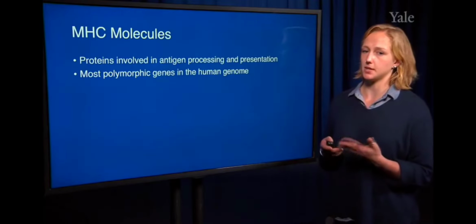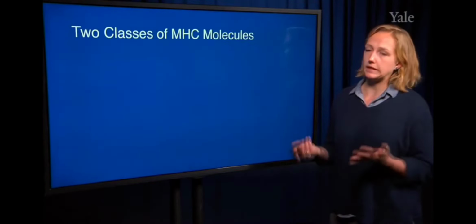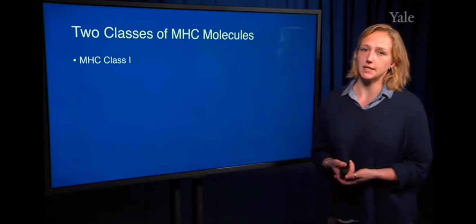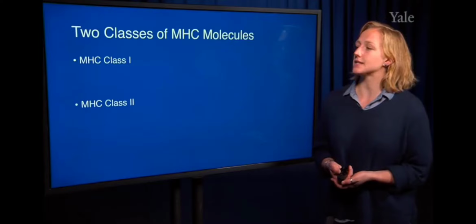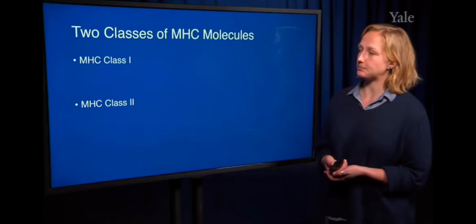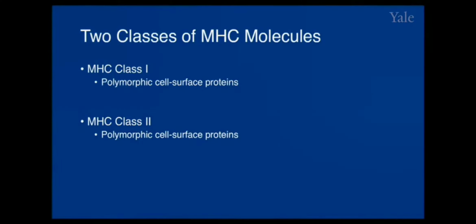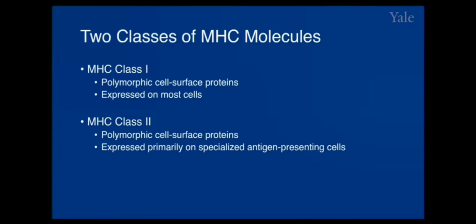Now, there are two different classes of MHC molecules. The first class is MHC class 1, and the second is MHC class 2. They're both highly polymorphic cell surface proteins. However, MHC class 1 is expressed on most cells, and there's a very important reason for this that we'll be diving into in a few slides. And MHC class 2 molecules are expressed primarily on highly specialized antigen-presenting cells.